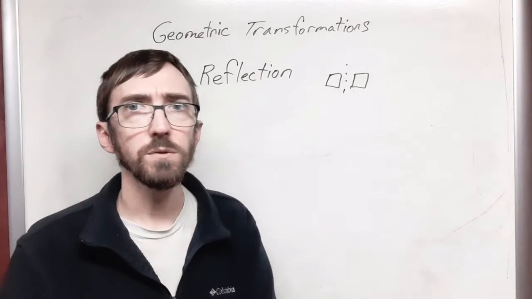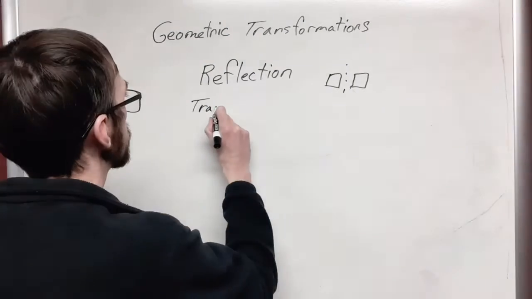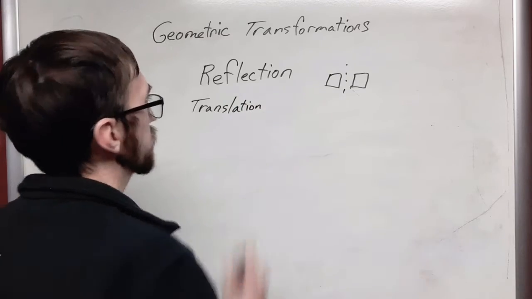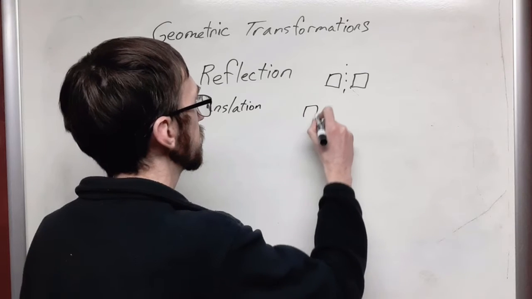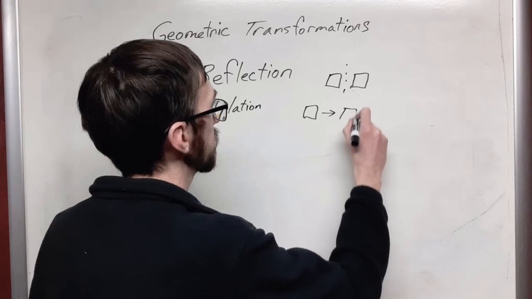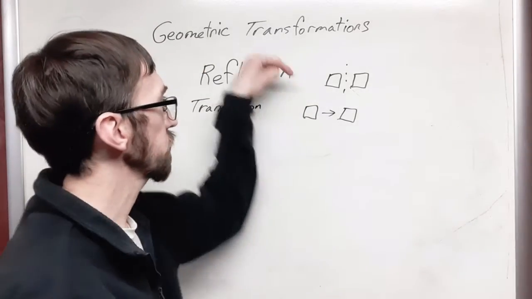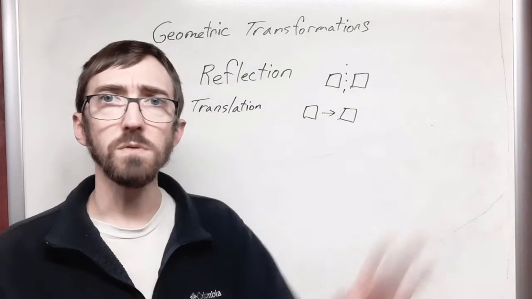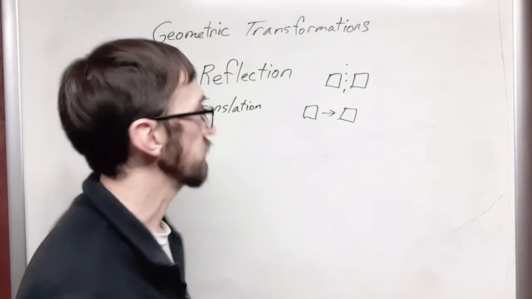The next one that we will talk about is translation. A translation just takes an object and kind of slides it. So we just push to the side this object, or we can push it down or up or to the other side. So it's just a movement with, again, no distortion.